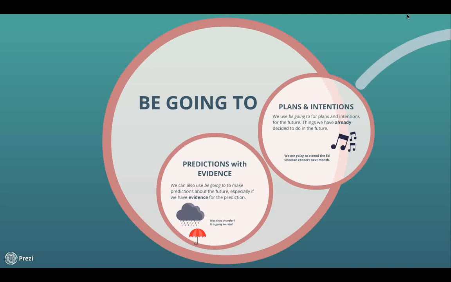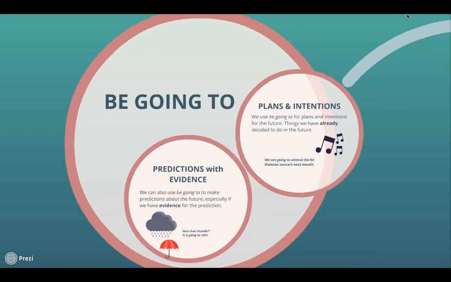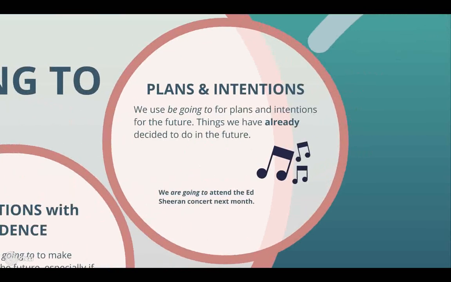So, our first 2 options are the form be going to. So this is when I say, I'm going to call my mom, or he is going to come late. And we use be going to in 2 different situations. The first is if we have a plan or we have an intention to do something. That means that we want to do something and we have the goal to do something.